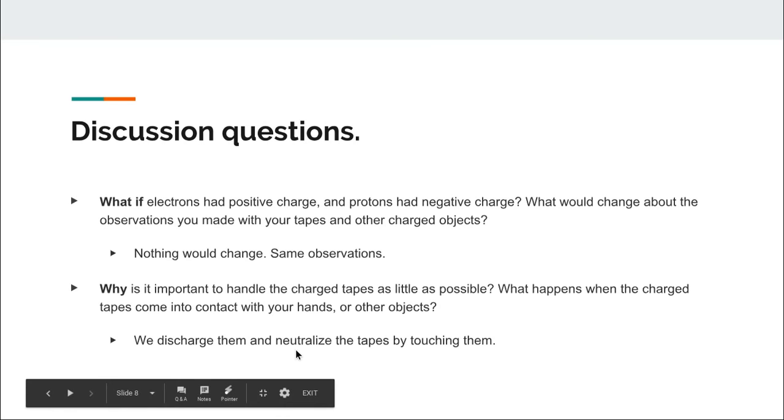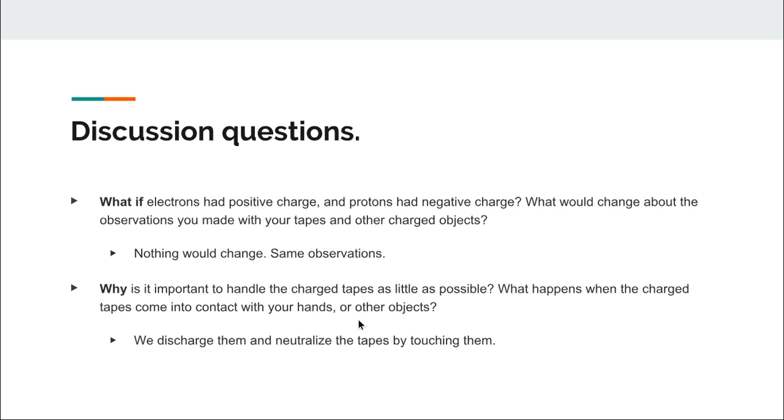Finally, why is it important to handle the charged tapes as little as possible? What happens when the charged tape comes into contact with your hands or other objects? What happens is that we discharge and neutralize the tapes by touching them, and we allow those charges to distribute through us, and they become less effective.